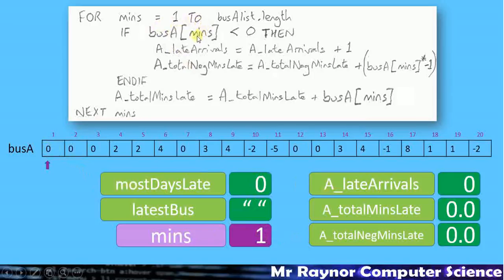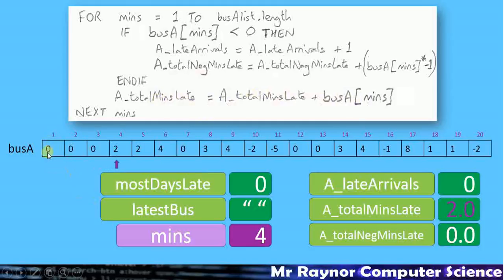That's what we get here, bus A mins. Is that less than 0? Well, no, it's not. So we actually skip past this part of code, get to the end if, and we've got that variable where we need to add up the total minutes. Now it's kind of pointless here because it's a 0, so we don't need to add anything, but what that does is take the 0 and add it to 0 and store it in that variable. So really not much change there.